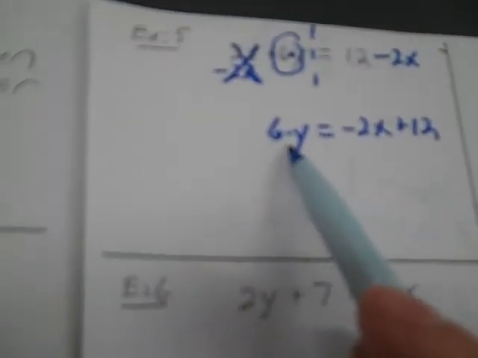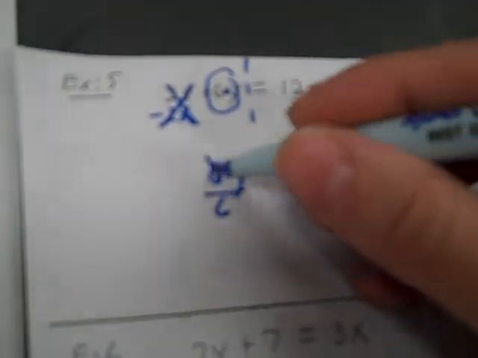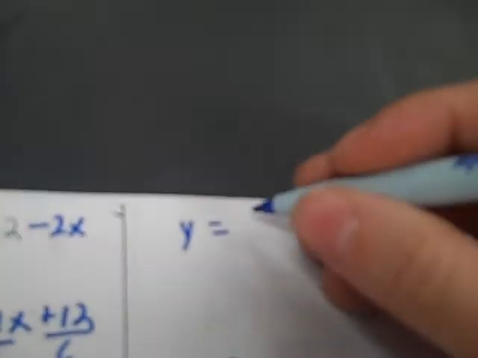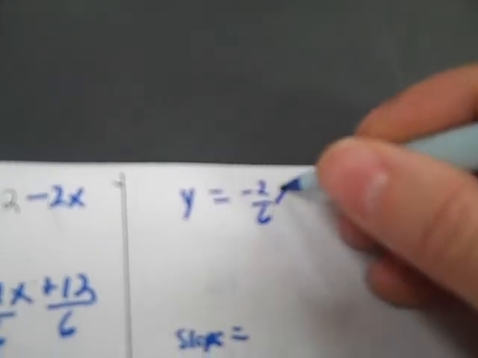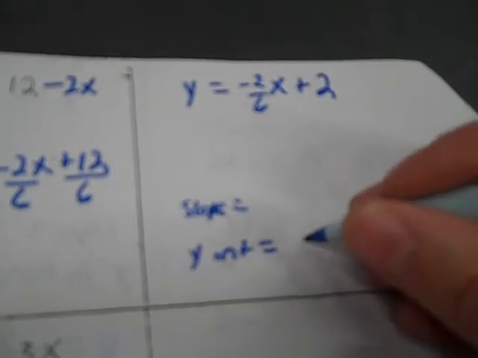Now make sure your y multiplier is positive. It is. Now divide every number or term in the equation by the y multiplier of 6. Okay, negative 2 divided by 6 is a decimal. Okay, so I keep it negative 2/6 x. 12 divided by 6 is not a decimal, it's positive 2, so plus 2. So the y-intercept is 2.